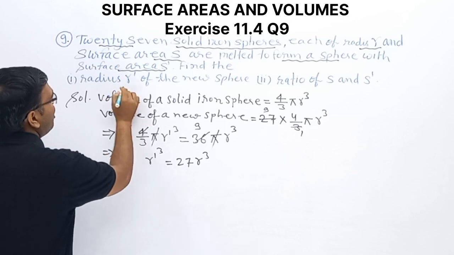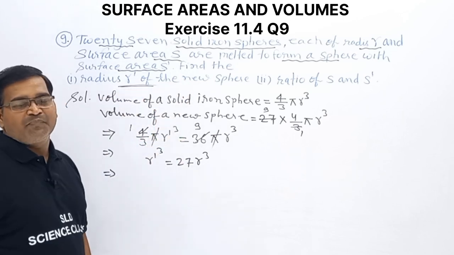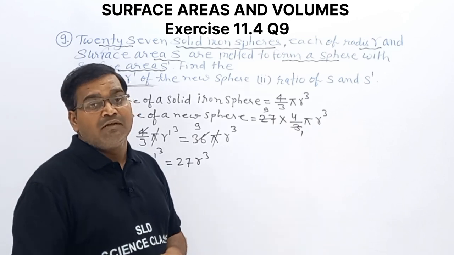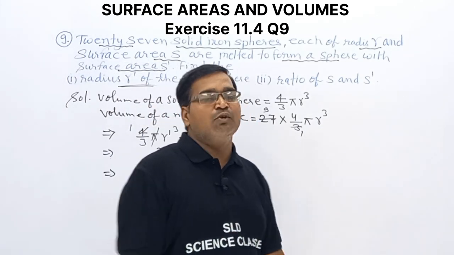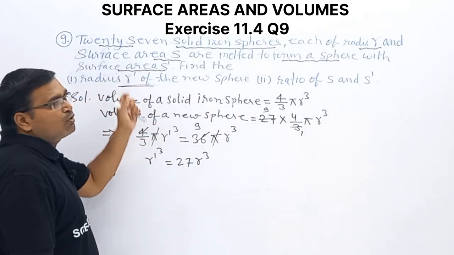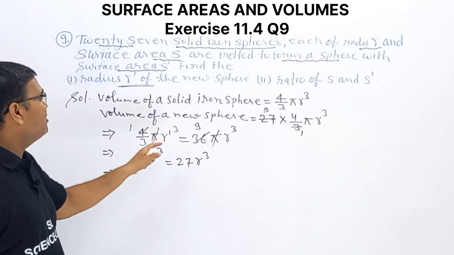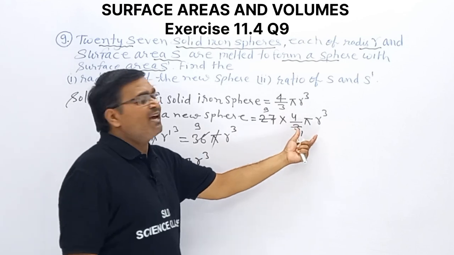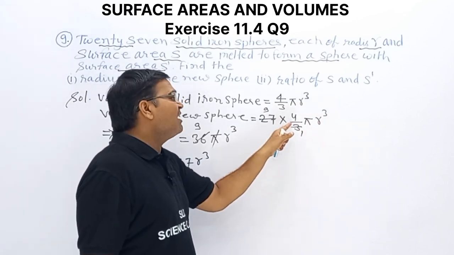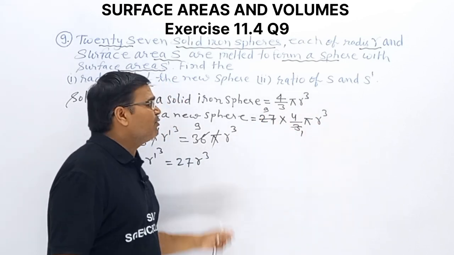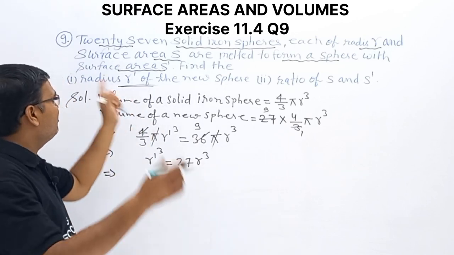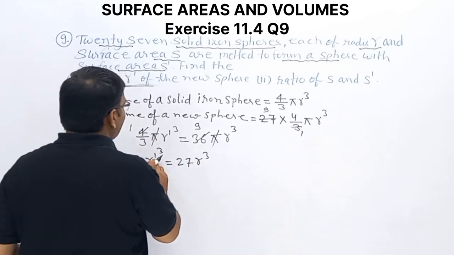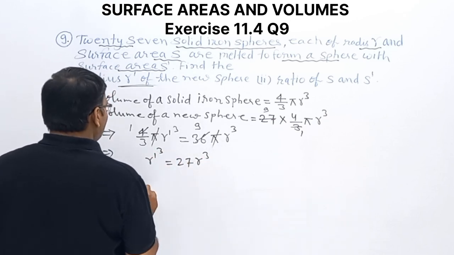We require R dash, the new sphere radius. Once we melt all 27 solid iron spheres, we get a new sphere, and the new sphere radius is R dash. The volume of the new sphere is 4 upon 3 pi r dash cube, and one solid iron sphere volume is this one. We are having 27, so we multiply by 27. We are equating both. Why? Because we want the new sphere radius. So r dash cube will be 27 r cube.